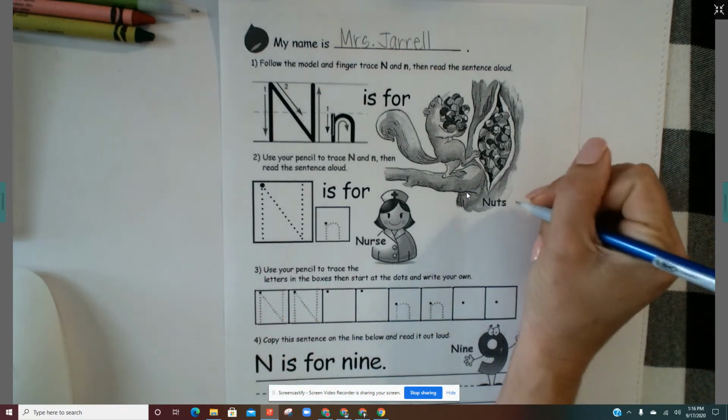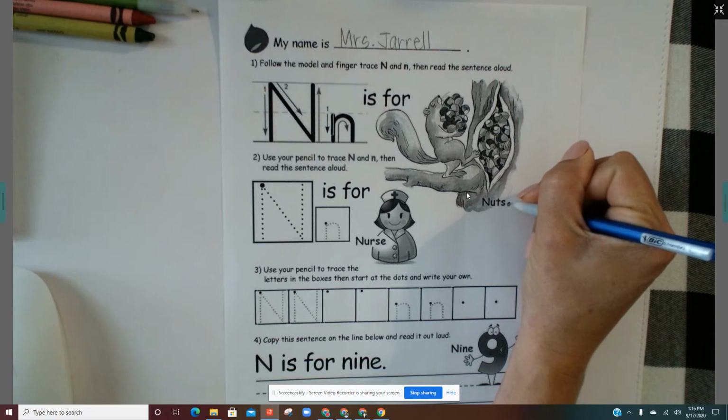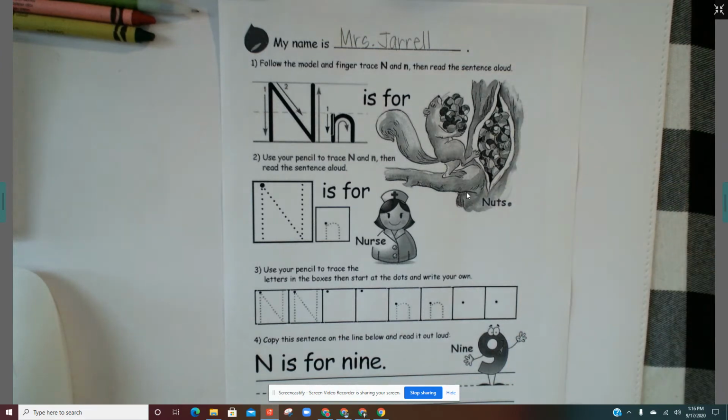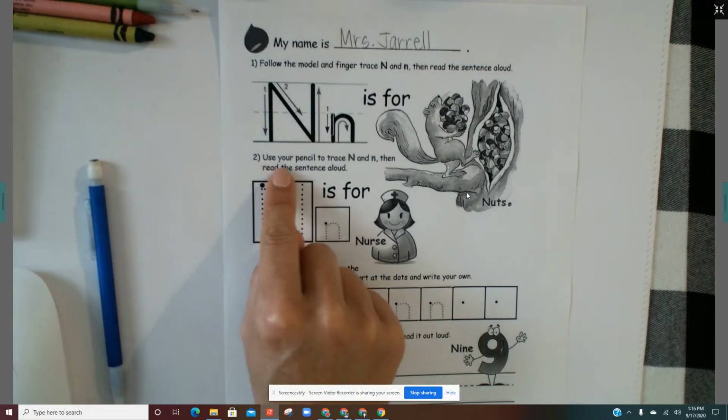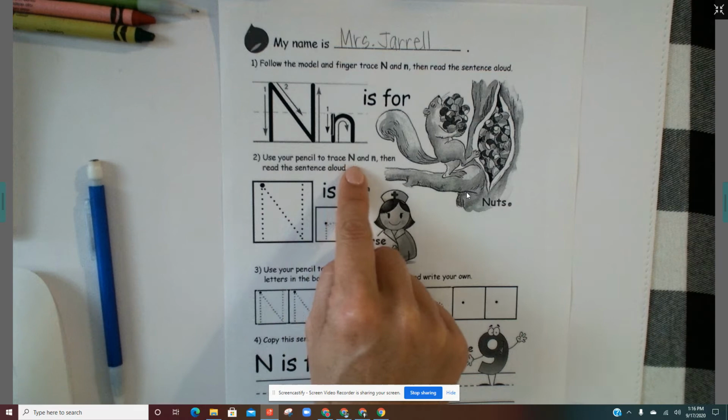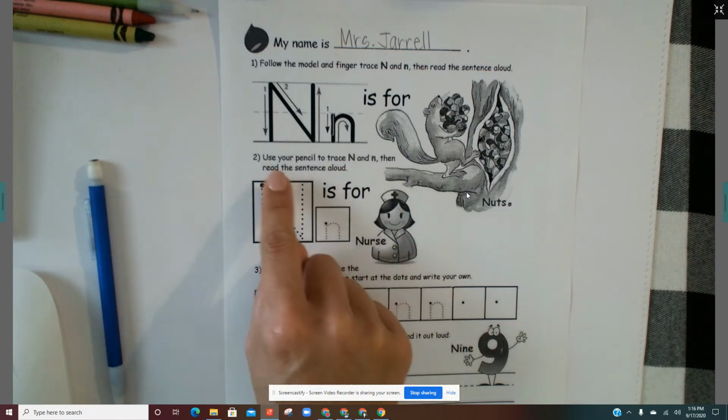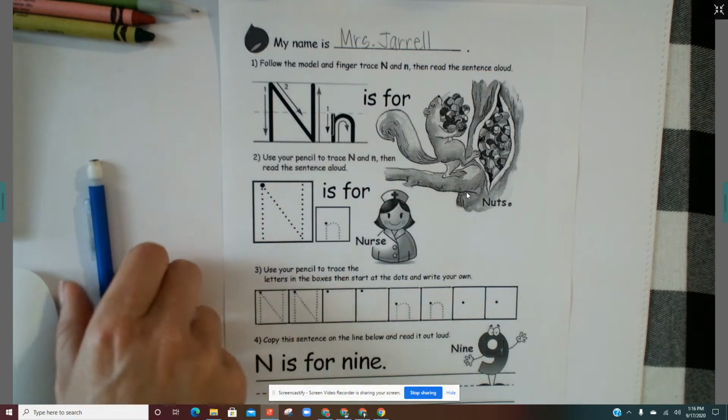You know what I'm going to do, just because I want to? I'm going to make a period at the end because we know that our sentences have to end with periods if they are telling sentences. Now number 2 says, use your pencil to trace uppercase N and lowercase n, then read the sentence aloud.